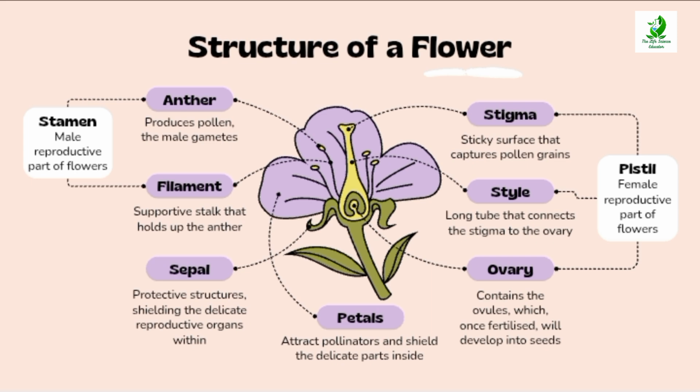The stamen and pistil are the reproductive parts of the flower. Stamen is the male reproductive part. It produces pollen grains in the anther, which contains the male germ cells or male gametes. Pistil is the female reproductive part. It produces ovules in the ovary, which contains the female gamete. Here you can see the male and female reproductive parts of a flower.